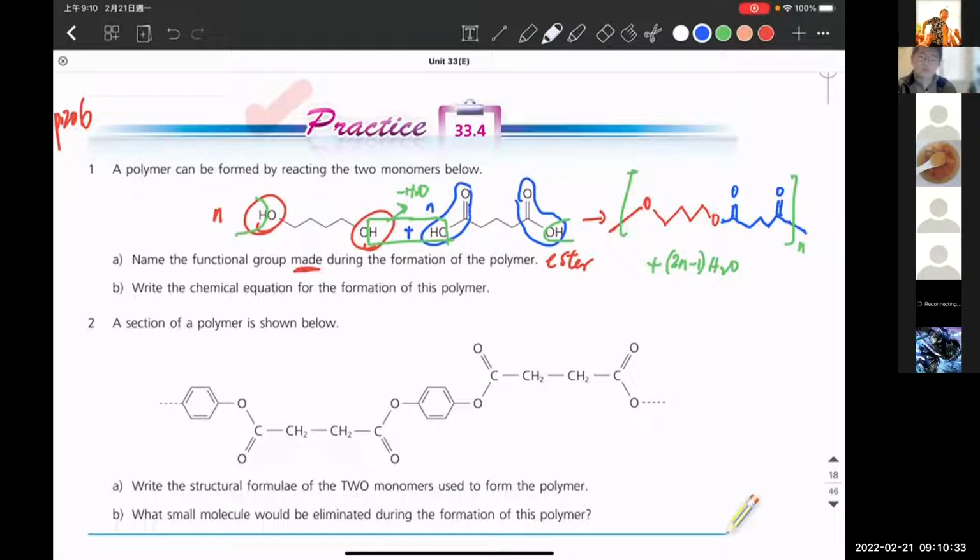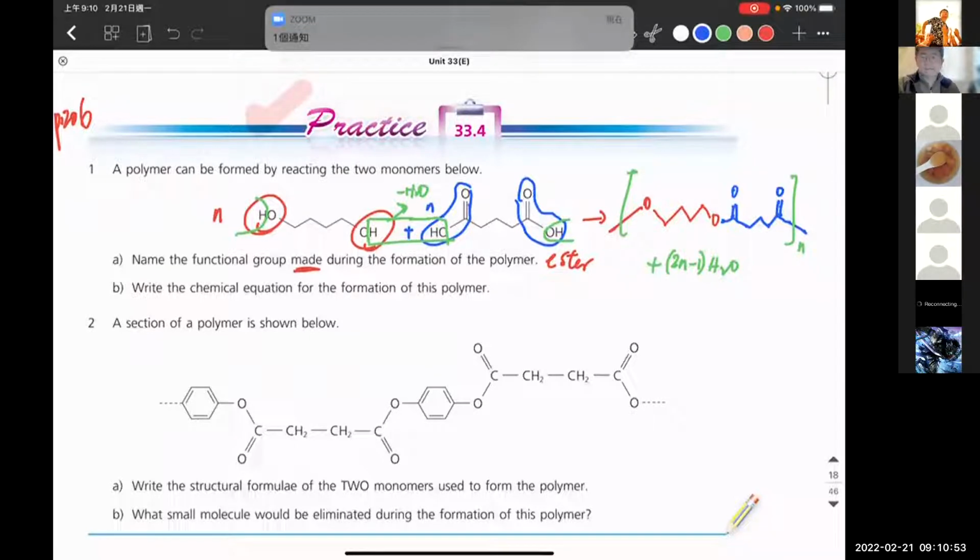So each time the connecting ester linkage will cause one water elimination. So you have 2n minus 1 as the answer. Do you get what I mean? So any more questions about that?